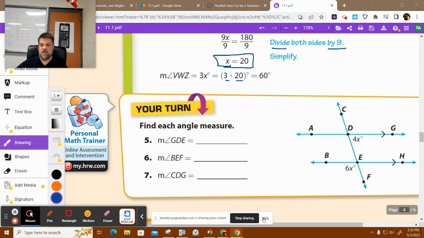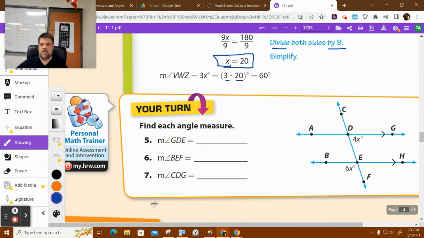Are you ready? It says measure each angle. Okay. Now, this is interesting. To find the measure of these angles, what do you know about 4x and 6x? Well, this is a small angle, and this is a big angle. What do we know about small and big angles? Yeah, so 4x plus 6x has to add up to equal 180.